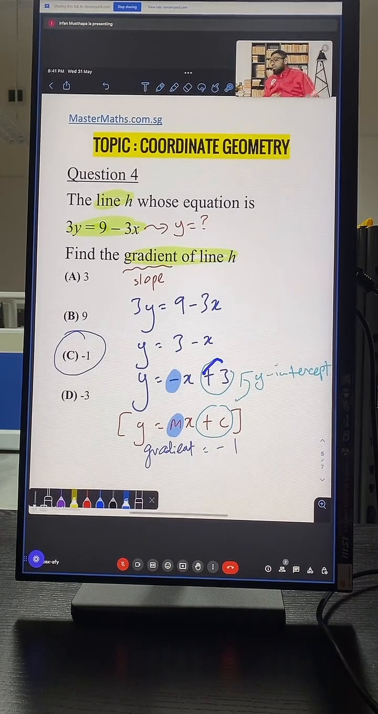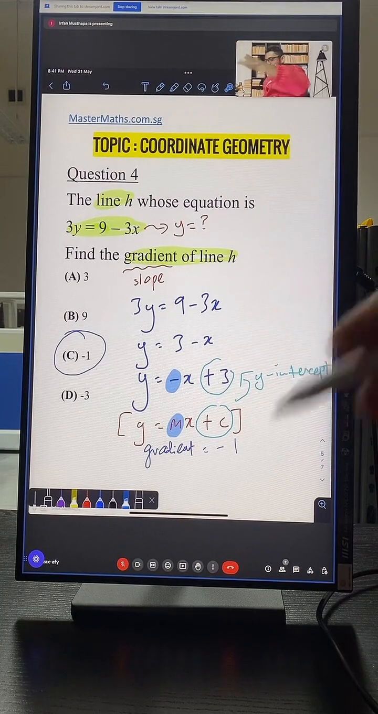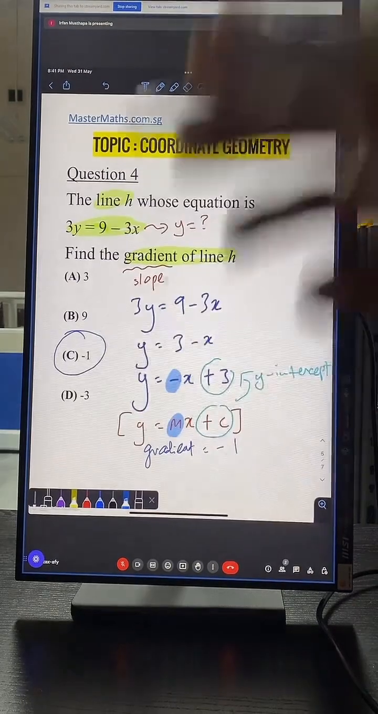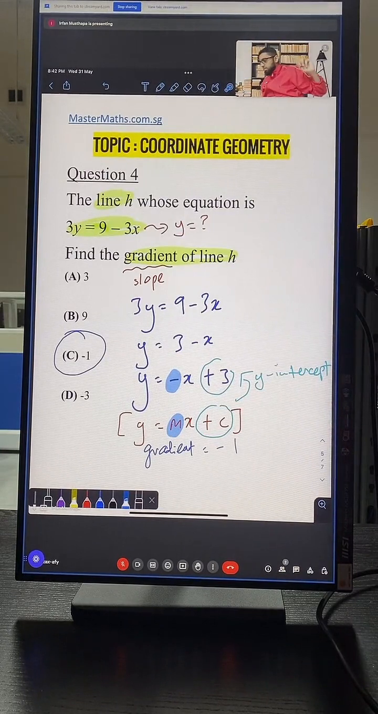It will just be 3. This is where your line will cut the y-axis at the point y equals 3. Okay? So I really hope this is clear for you guys. Okay, friends, let us move on to the next one.